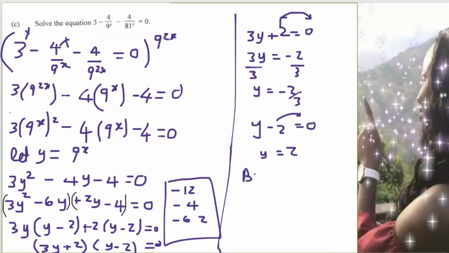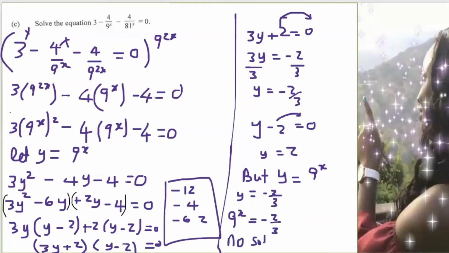So the solutions that I have here are y equals minus 2 over 3 and y equals 2, but y is actually 9 to the power x. So where I have y equals minus 2 over 3, I replace y with 9 to the power x. So I will have 9 to the power x equals minus 2 over 3. But when you have a negative, you can't do anything about this. So it's no solution, because you can't log it and you cannot rewrite it in a common base. So there's no solution for this one.